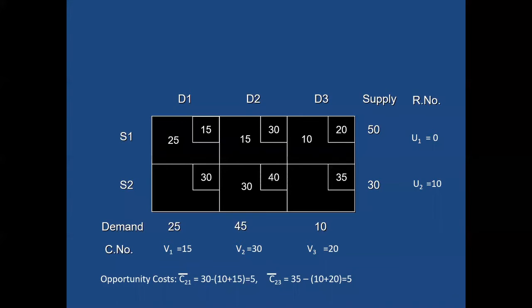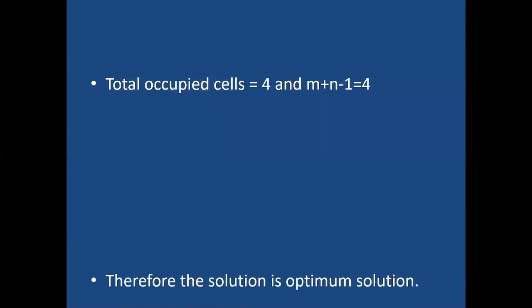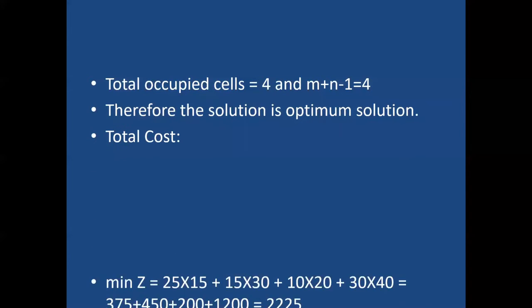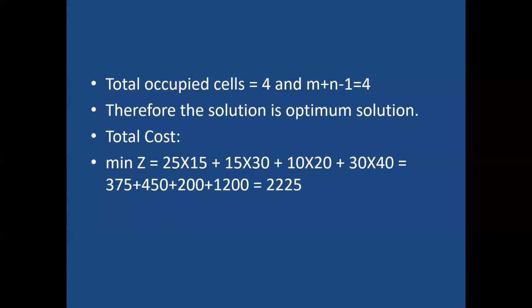Clear? Once I get the optimum solution, I have to find out the total cost involved, and the total cost is coming to 2,225. Okay, and as it is a minimization problem, see that you write min z equal to, or whatever variable you want to use, you can use instead of z some other variable as well.